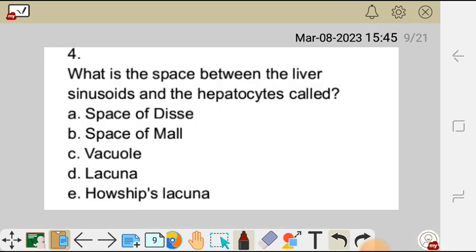Question 4. What is the space between the liver sinusoids and the hepatocytes called? A. Space of Disse. B. Space of Mall. C. Vacuum. D. Lacuna. E. Howship's lacuna. So for question 4, the space between the sinusoids and the hepatocytes in the liver is called the space of Disse.